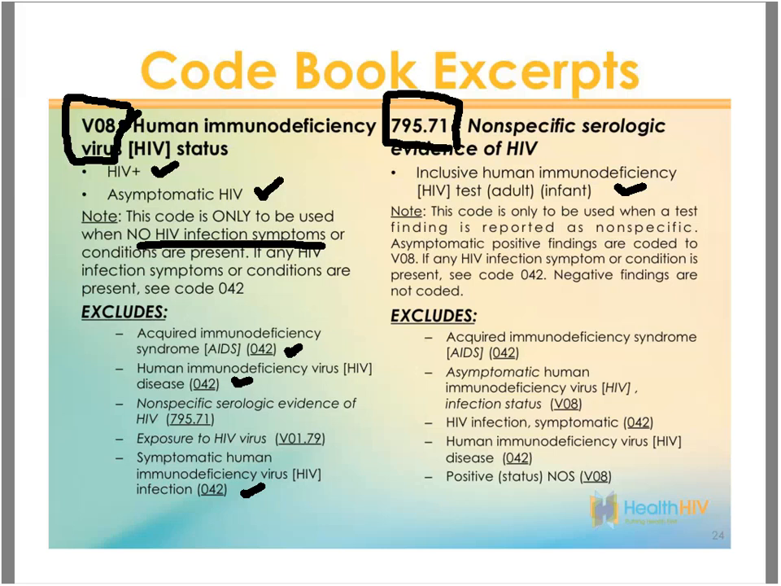This code is only to be used when a test finding is reported as nonspecific. Asymptomatic positive findings are coded to V08. If an HIV infection symptom or condition is present, it's going to be coded to 042. The last statement in the book was negative findings are not coded. So if the condition is stated as negative, there's not going to be a code in accordance with the coding guidelines.